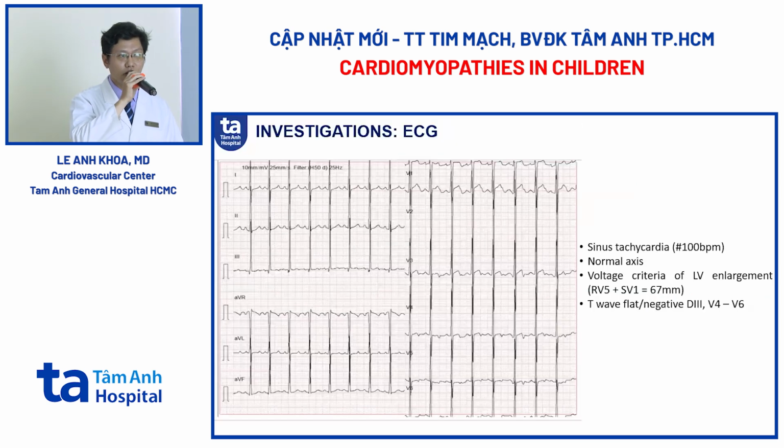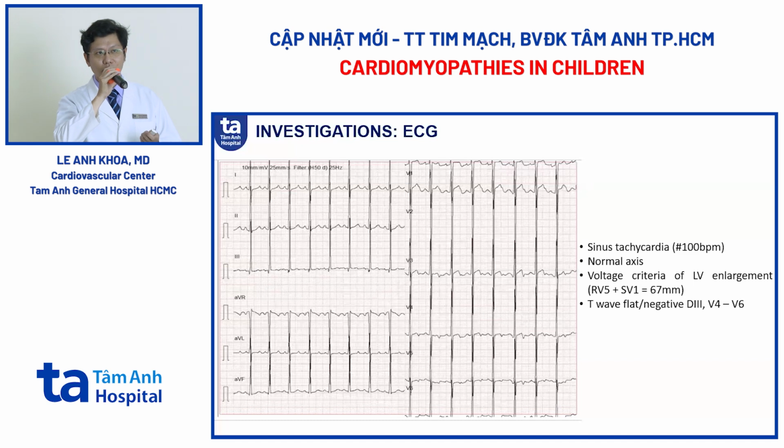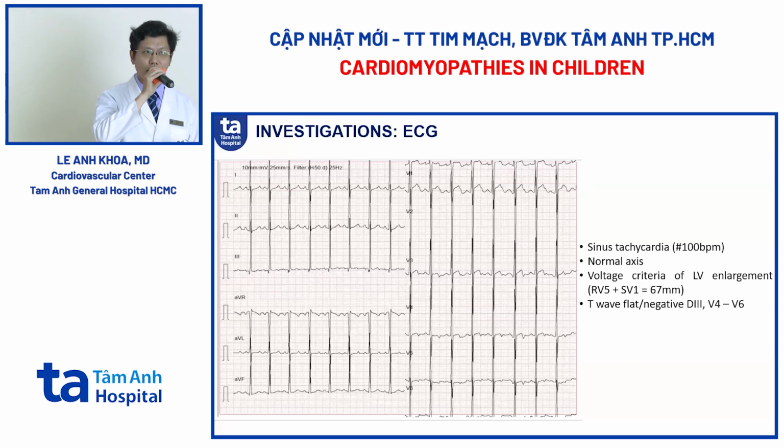This is the electrocardiogram of this patient. We can see that the EKG shows a sinus tachycardia with a heart rate of about 100 beats per minute and normal axis. There is a voltage criteria for left ventricular enlargement, the so-called Lyon criteria, with flat and negative T waves in D3 and from V4 to V6.